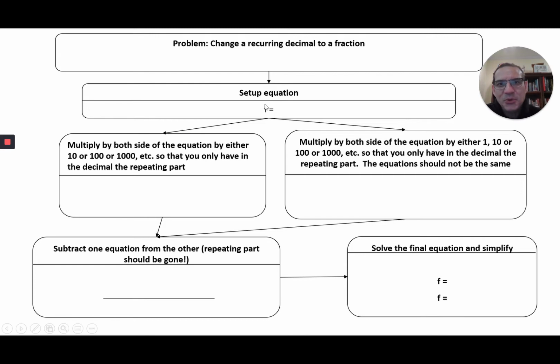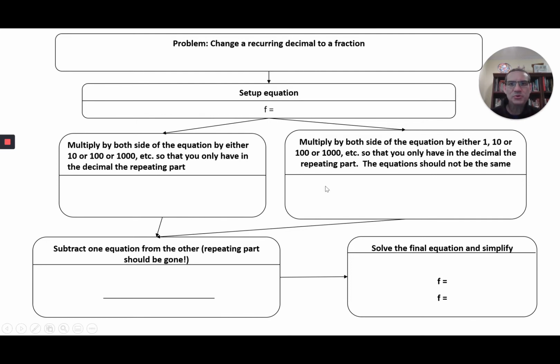Then you do this again with the same equation. You multiply, I say by 1 here because with one of the equations, you may just have to leave it the way it is. And then do the next portion. But if not, you may need to multiply also by 10, 100, 1,000. And at the end, you're going to have two equations with the condition that they should not be the same. And in the decimal portion, you're going to have only the recurring part, the repeating part.